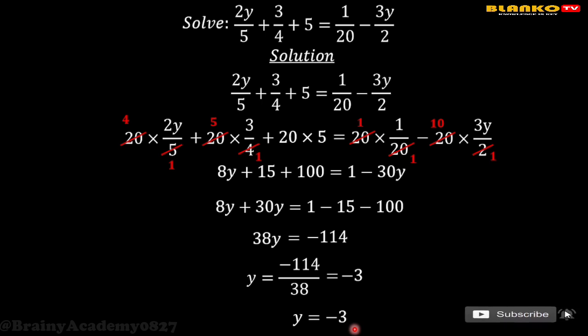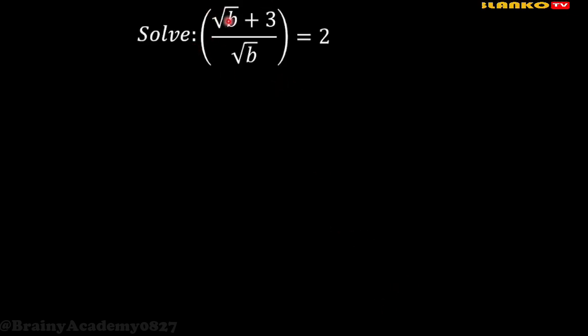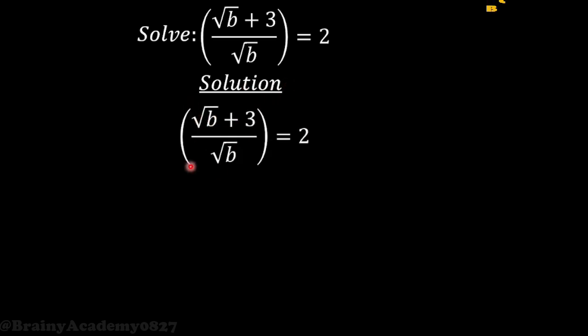Alright, so let's solve the last example. We have to solve: the square root of b plus 3, over the square root of b, equals 2. So the solution. We are given the square root of b plus 3 over the square root of b equals 2. So we are going to multiply both sides by the square root of b. This is going to be the square root of b plus 3 equals 2 times the square root of b.